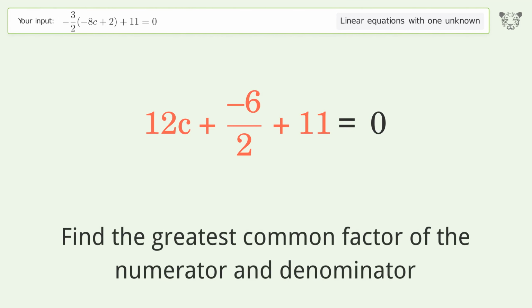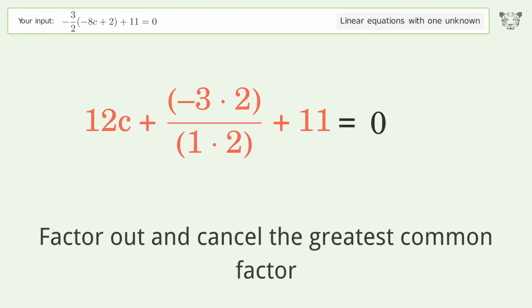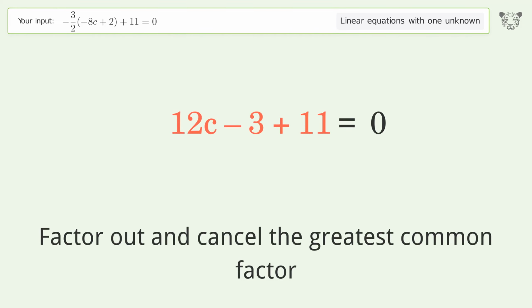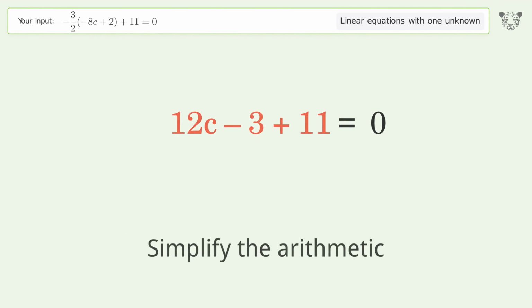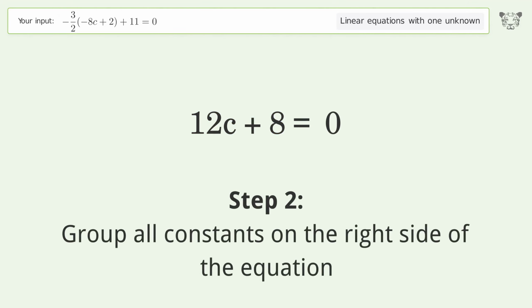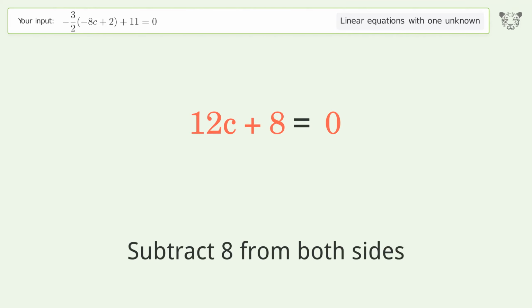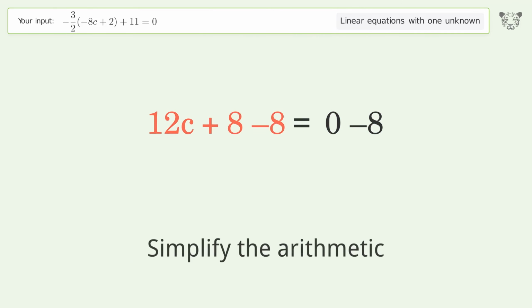Find the greatest common factor of the numerator and denominator. Factor out and cancel the greatest common factor. Simplify the arithmetic. Group all constants on the right side of the equation. Subtract 8 from both sides. Simplify the arithmetic.